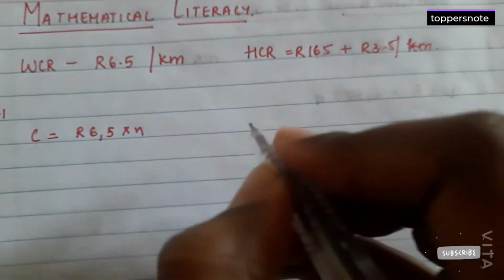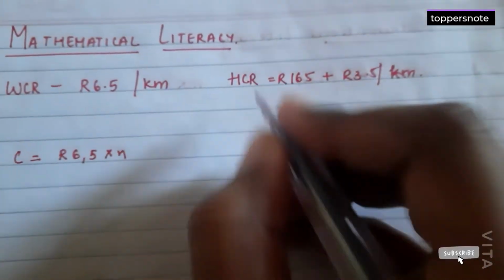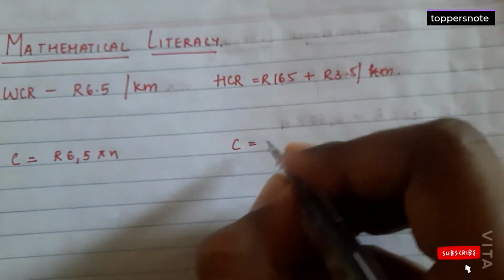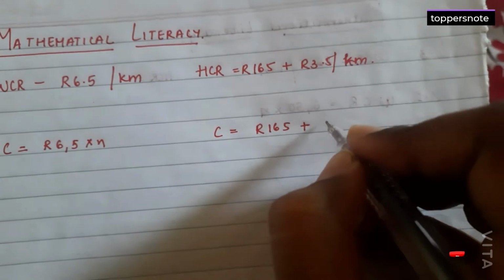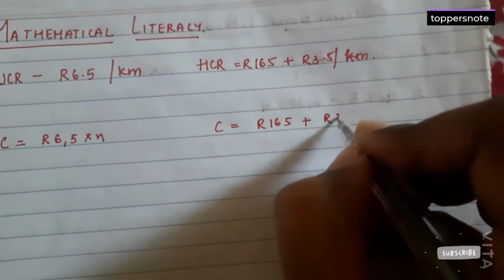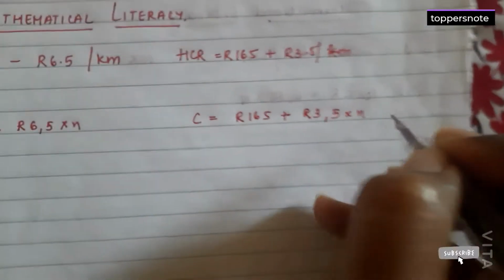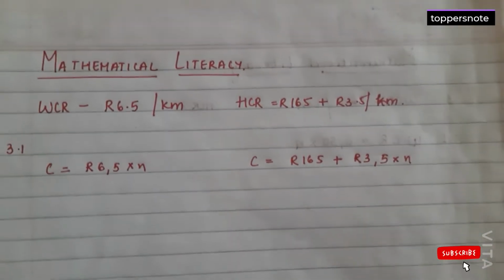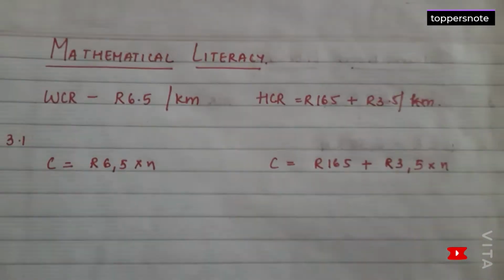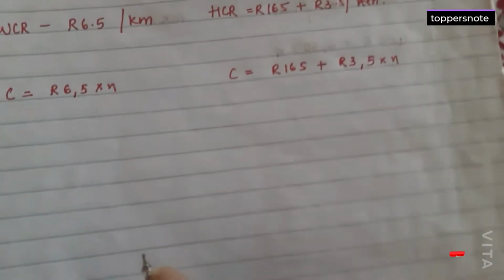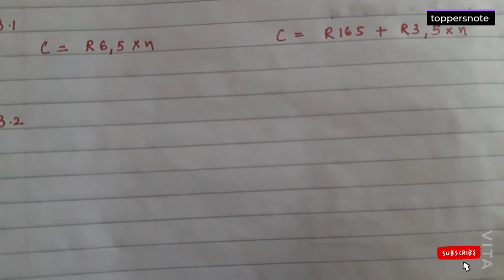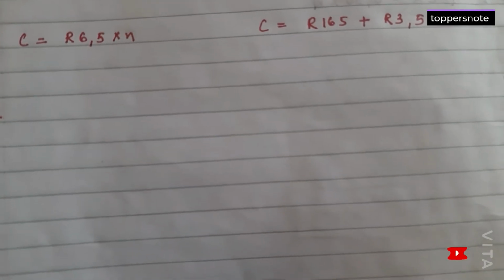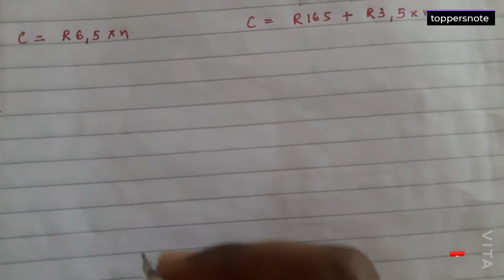into N, then the formula for HCR will be R165 plus R5 into N. It will be the answer of the first question, which is your 3.1. Now you have to find the answer for 3.2. That is given a table in which you have to find the values of A, B, C.